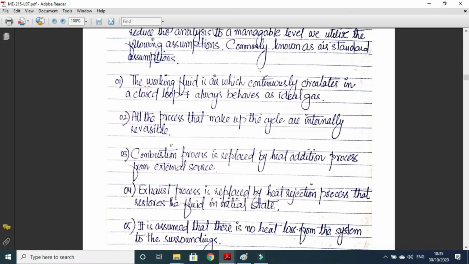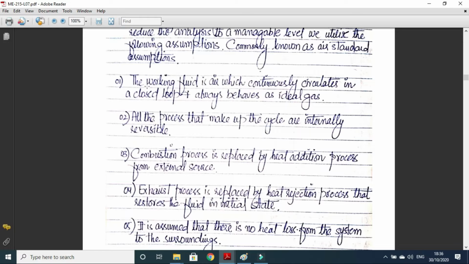And if you compare it with the actual engine, we compress. Let's suppose we have an SI engine, the Otto engine, that we compress the air fuel mixture. Then the combustion takes place, the exhaust gases are formed, these exhaust gases push the piston downward, and then we throw the exhaust gases out of the cylinder, and fresh air fuel mixture comes into the cylinder.